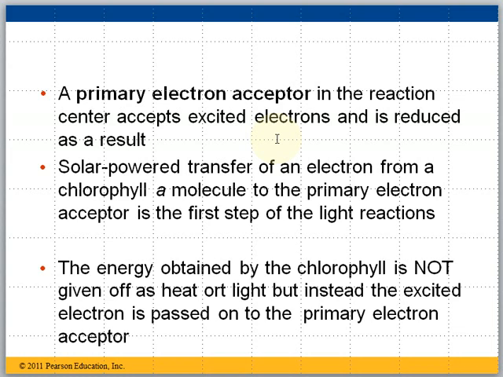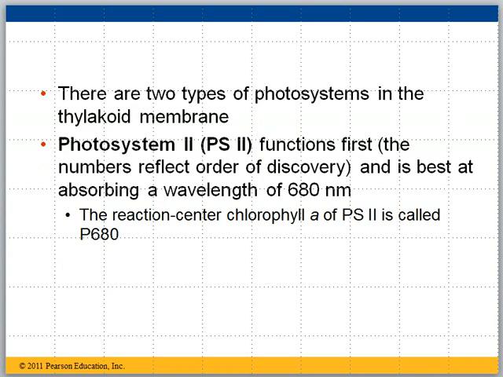That's what accepts the excited electrons, and it gets reduced, which means it goes lower in negativity. And then that transfer of electrons, that transfer of energy from the chlorophyll A molecule to that primary electron acceptor, that's the first step of the light reactions. So as opposed to a test tube of chlorophyll where it will give off that energy as heat and light, that's not going to occur. That energy gets captured by this primary electron acceptor, and it's going to be used later on down the line. Now, there are two photosystems that work together to achieve this whole process.